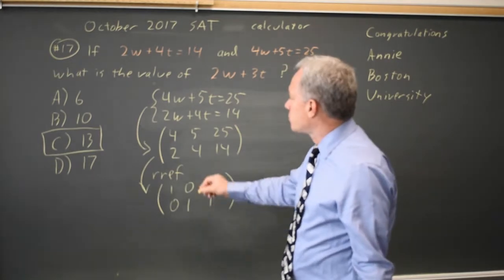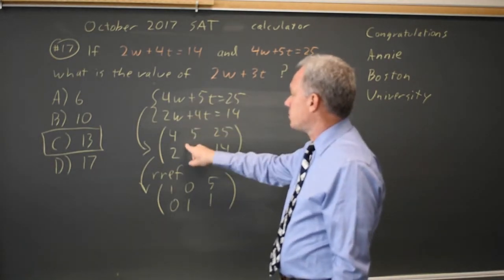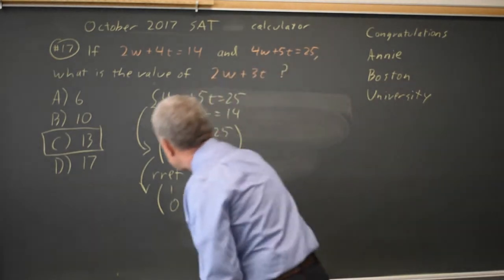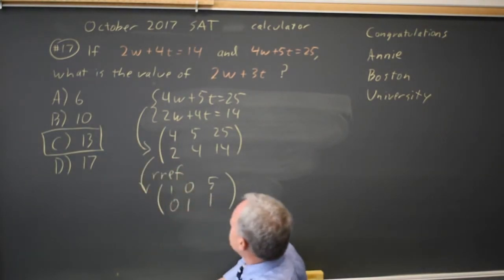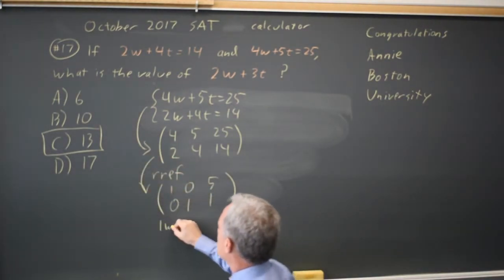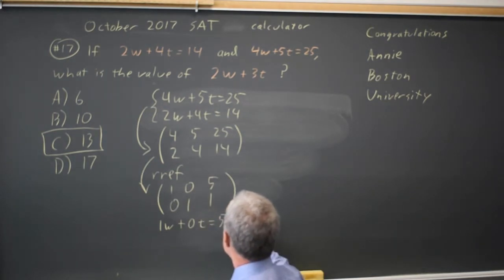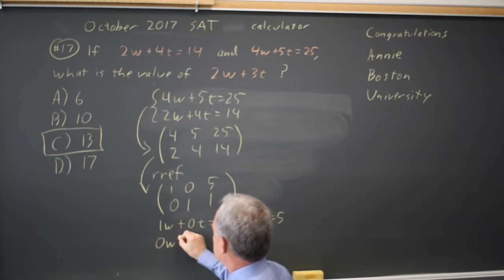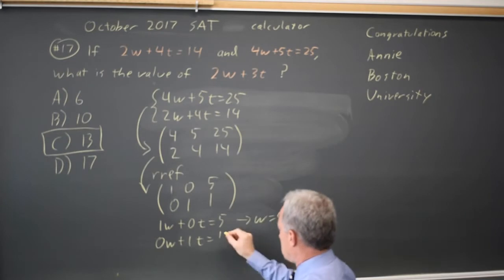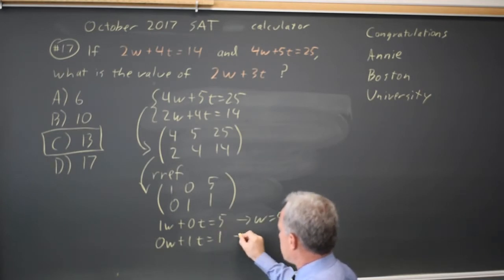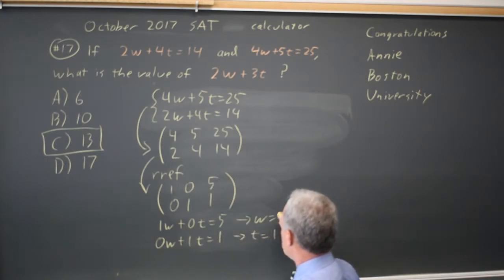If I reverse the process that took me from a system to a matrix and take this matrix to a system, the first row says 1w plus 0t equals 5, which is the same as w equals 5. And the second row says 0w plus 1t equals 1, and that's the same as t equals 1.